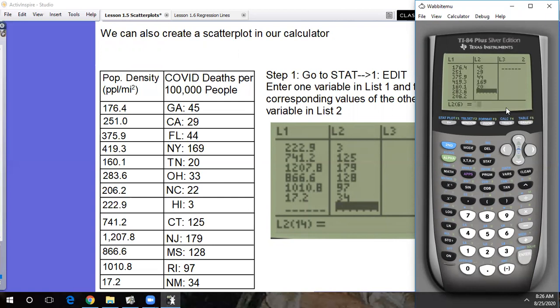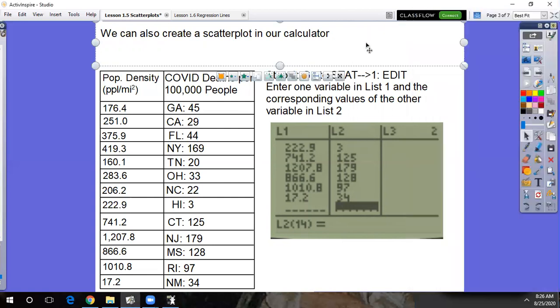One thing you might want to look out for is when you get to the end of your list, if you missed a number, then you'll see that you have a different number of entries in each table. And actually, when you try to make a scatter plot of it, it will give you an error. So just make sure we have 13 entries in both rows. And now we have all of our data entered into a list. So we went to Stat, Edit, enter one variable in list 1, the other variable in list 2.